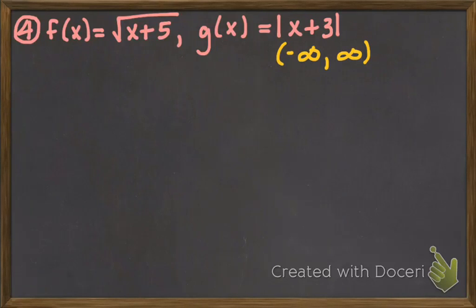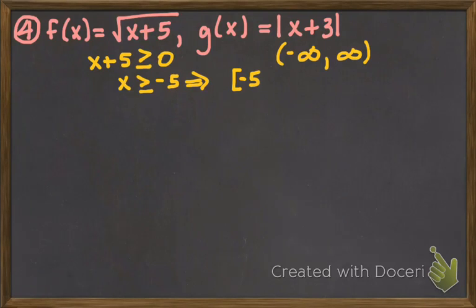The domain of this square root function is a little different because we are restricted to the fact that whatever's inside the square root, or any even root, must be greater than or equal to 0. And then if we subtract 5 from both sides, we get that x must be greater than or equal to -5, which in interval notation would give me -5 with a bracket to include the -5 because of the equal possibility, to infinity.